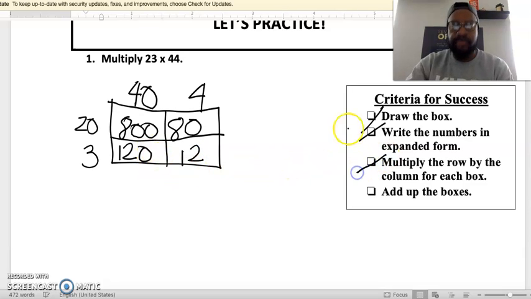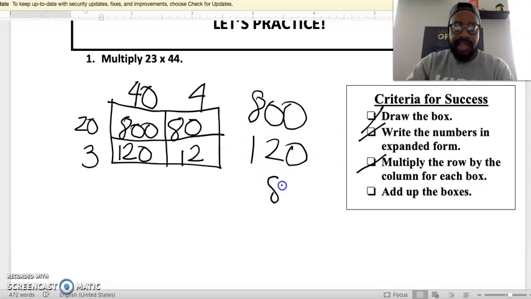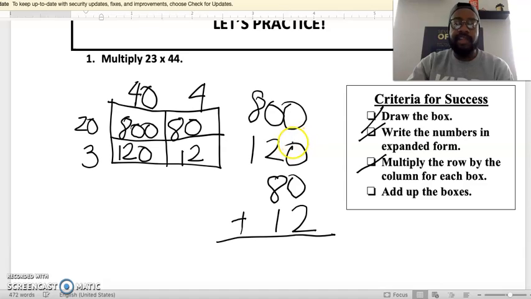Cross out that step. What do I do next? Well, step 4 says add up the boxes. So I'm adding 800 plus 120 plus 80 plus 12. Okay. I'm going to start in the ones place. Always start in the ones place. 0 plus 0 plus 0 plus 2 is 2.